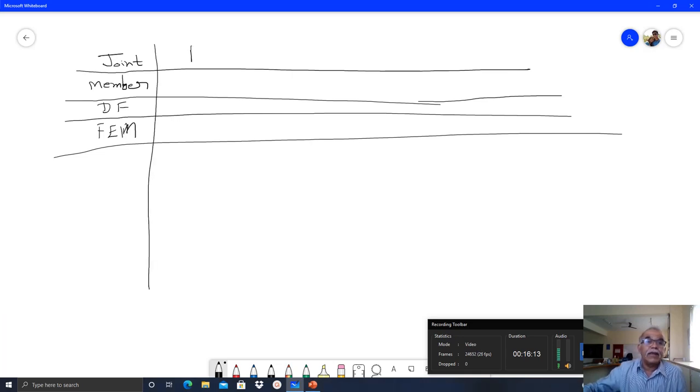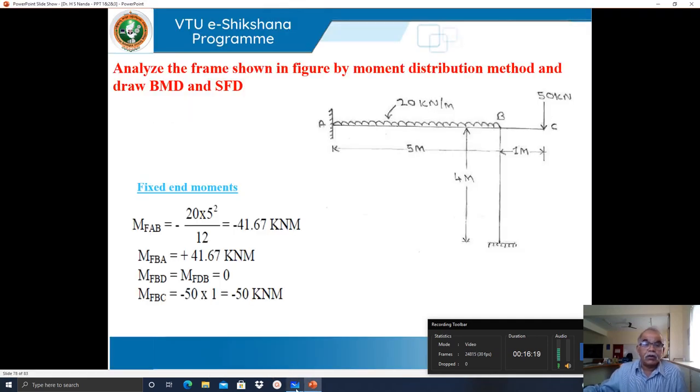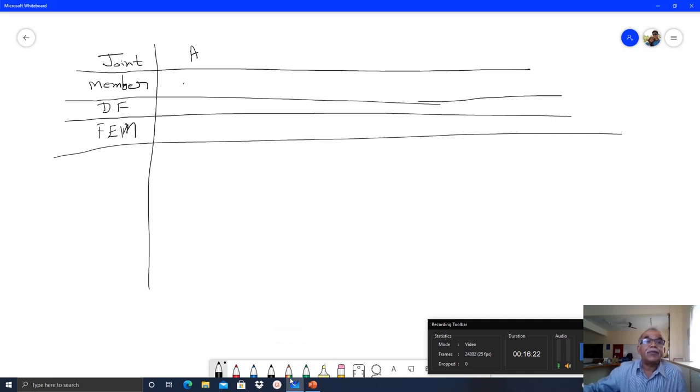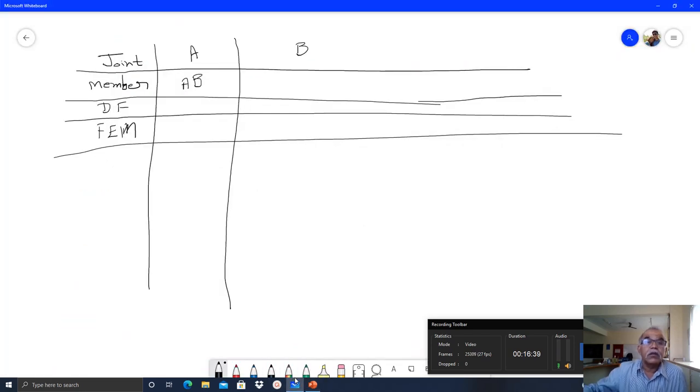We take joint A. It is only one member, that is AB. Coming to joint B, at joint B, BA, BC and BD. And at joint D, it is only DB.